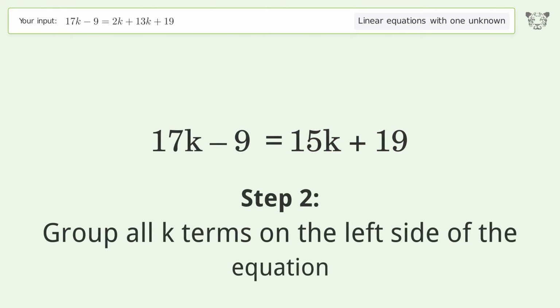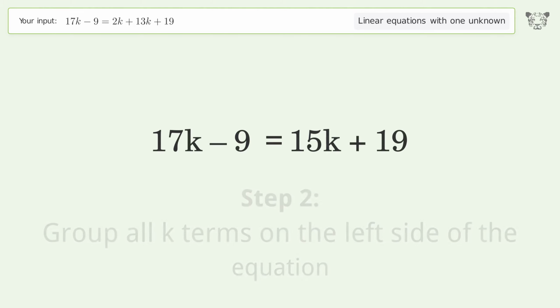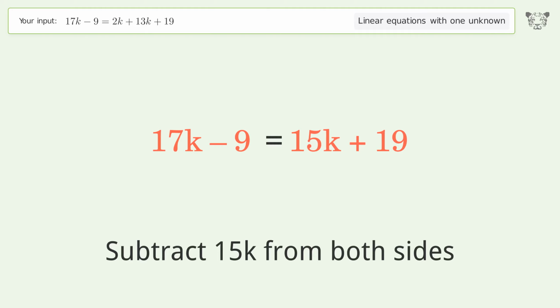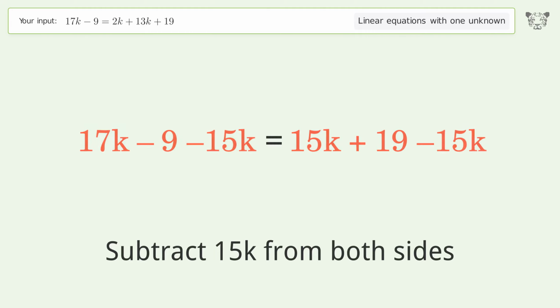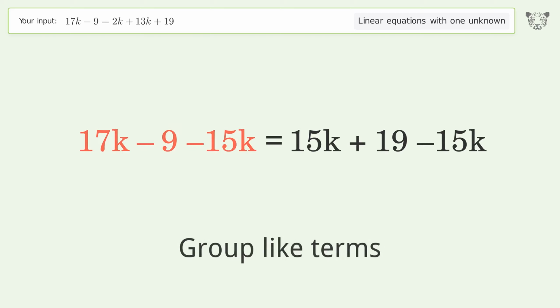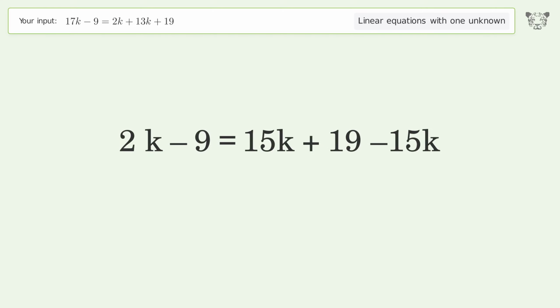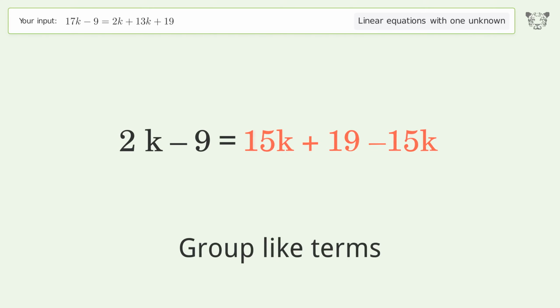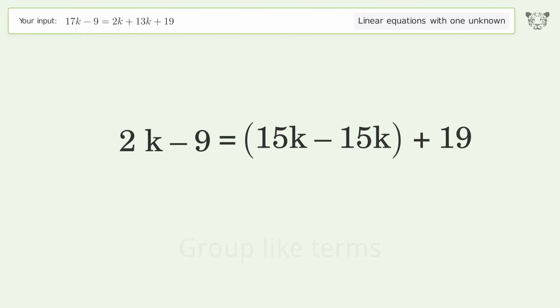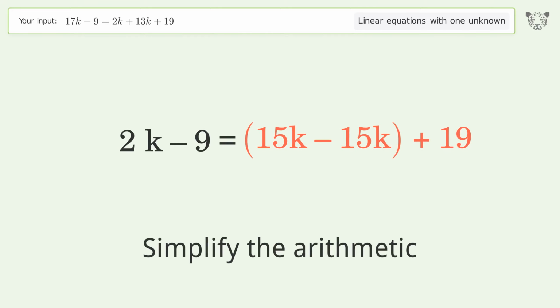Group all k terms on the left side of the equation. Subtract 15k from both sides. Group like terms. Simplify the arithmetic. Group like terms. Simplify the arithmetic.